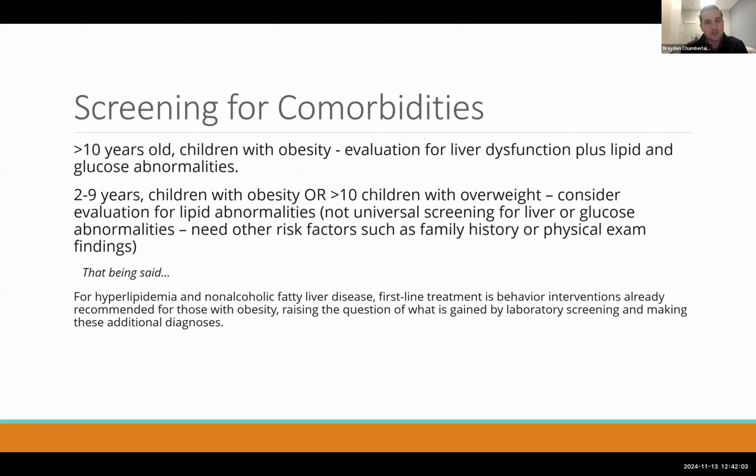I'm going to talk briefly about screening for some comorbidities that they recommend in the guideline. As part of their key action statements, they recommend these screening guidelines. In children that are 10 years old or older with obesity, they recommend screening for liver dysfunction plus lipid and glucose abnormalities. In children who are 2 to 9 years old with obesity, or if they're 10 and overweight, you might consider screening for lipid abnormalities.